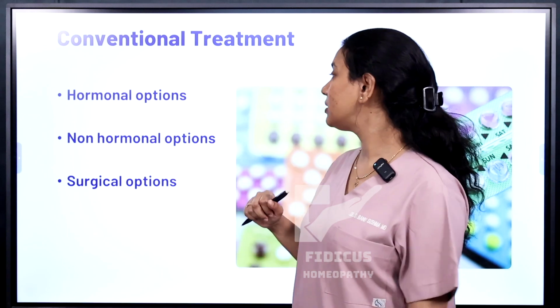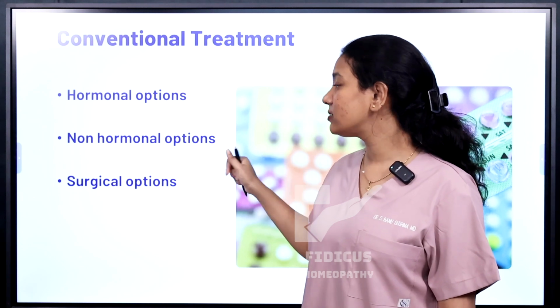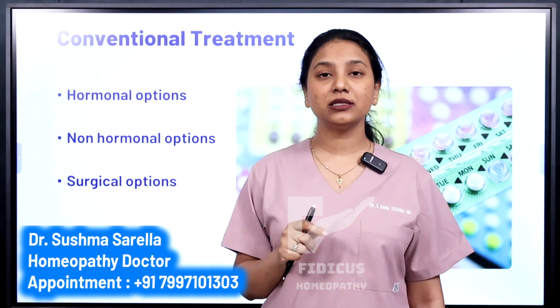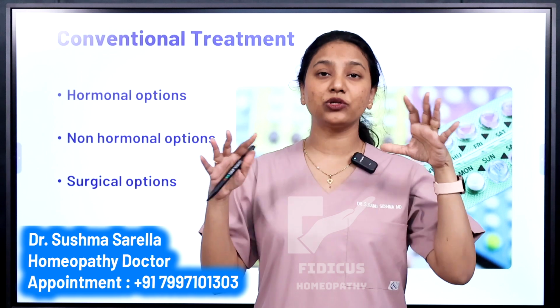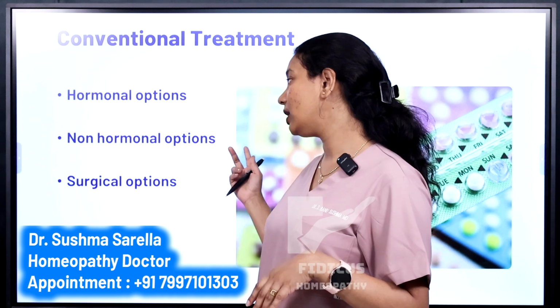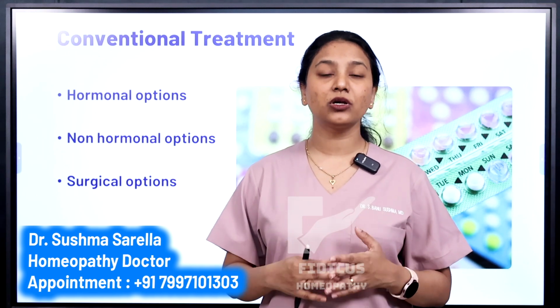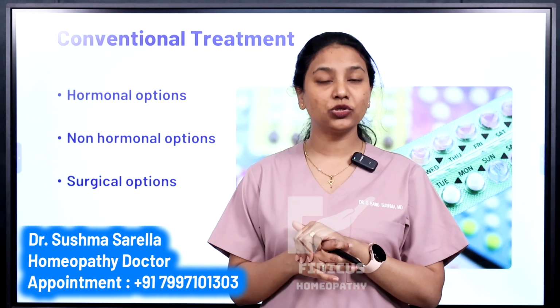Coming to the conventional form of treatment, the allopathic or western form of treatment, what are the treatment options? The first is hormonal, then non-hormonal options and surgical options. Usually they prefer hormonal options. The reason is that if you're having too much hormonal disruption, they give synthetic hormones to maintain it. For non-hormonal options, if you're having a prolonged period, they give medications which contain tranexamic acid, which stops the menstrual flow.